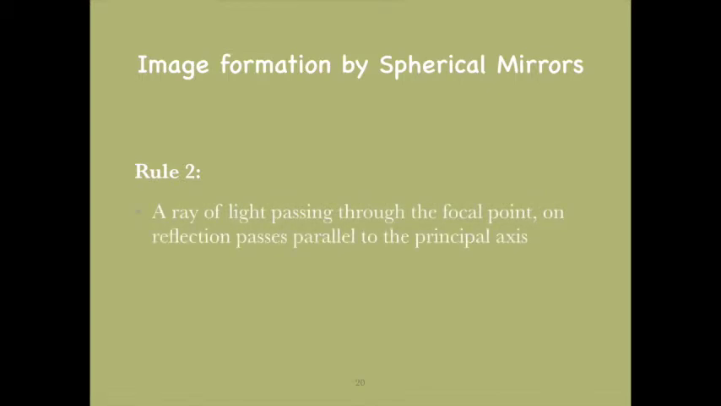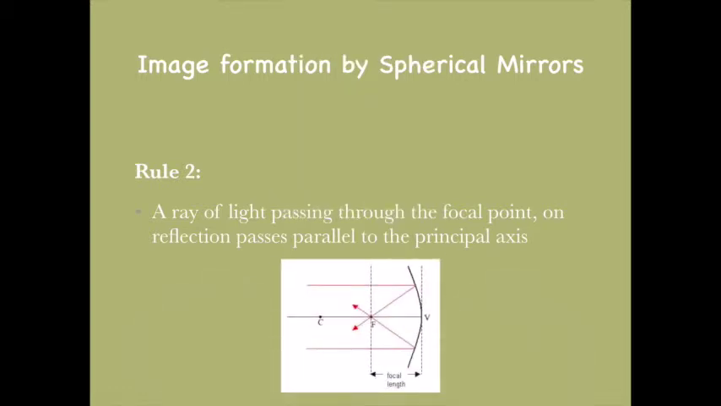So coming to rule number 2, it says that a ray of light passing through the focal point, on reflection, passes parallel to the principal axis. So a ray through the focal point, on reflection, passes parallel to the PA, as you can see in the diagram.